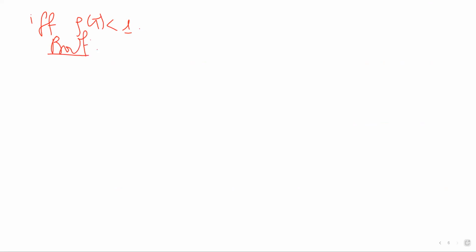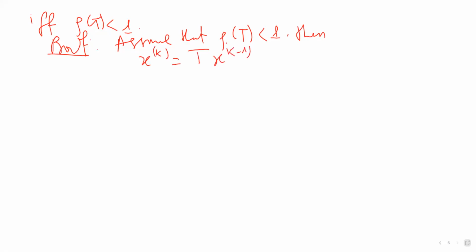Again, you can write a proof. Assume that the spectral radius of T is less than 1. x^k is T x^(k-1) plus c. And we can write the next iterate as T of (T x^(k-2) plus c) plus c.